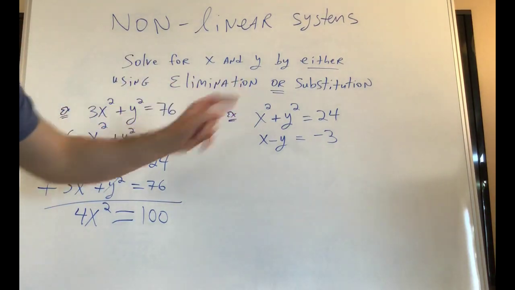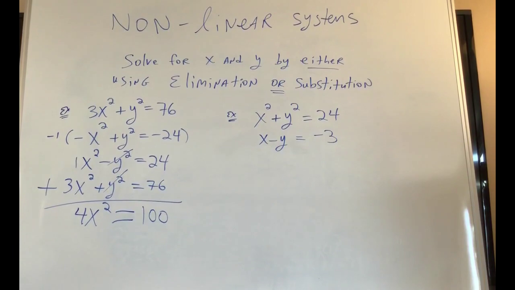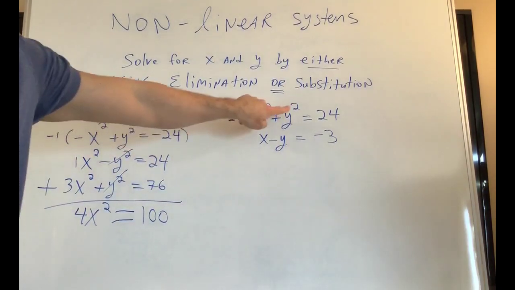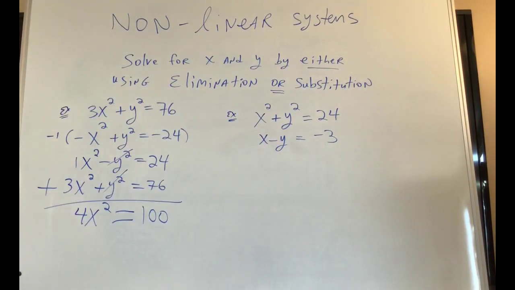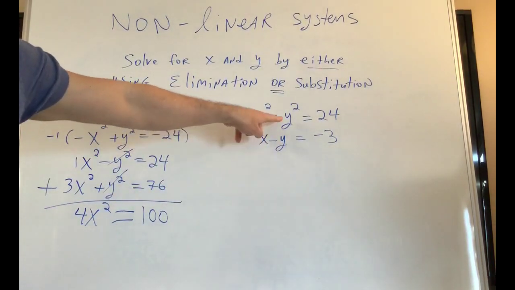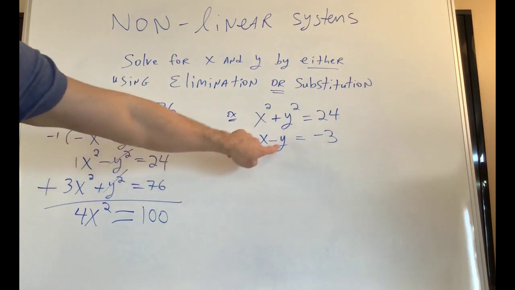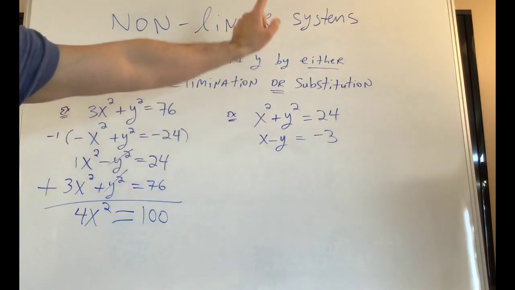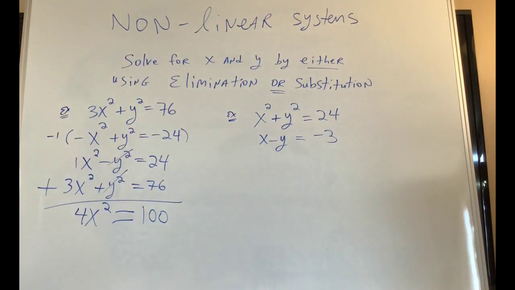Now, look at the second one. Oh, boy. X squared, x. Y squared, y. Crap. Elimination's not going to work here. You don't have the same thing. You don't have y squared, y squared. If this was a negative y squared, it'd be over. I'd add them together. But it's not. So I have to do substitution.